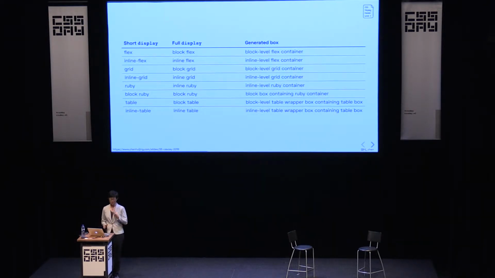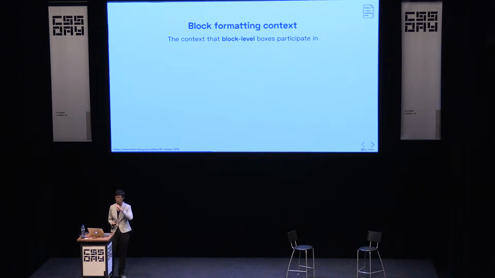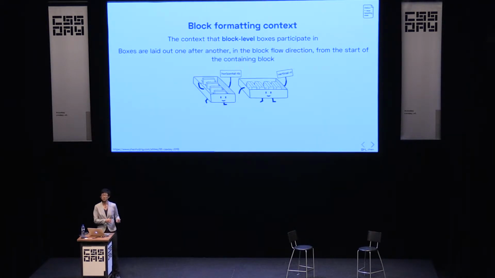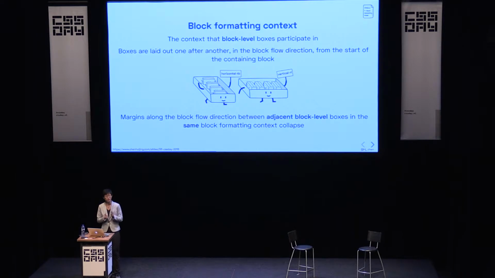When a box has its display set to flow root, it generates a block-level block container, practiced that a lot of times, that establishes a new block formatting context. So a block formatting context, which I will abbreviate to BFC to make my life easier, is the context that block-level boxes participate in. Boxes are laid out one after another in the block flow direction, which is determined by a box's writing mode. Margins along the block flow direction between boxes within the same BFC will collapse. This is otherwise known as the infamous collapsing margins phenomenon.